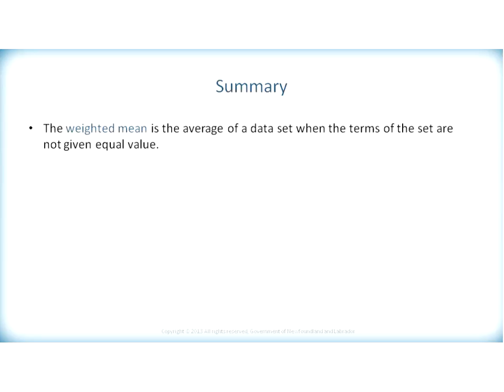So to summarize this, the weighted mean is the average of a data set when the terms of the set are not given equal value. And again, to calculate that, we multiply the value times the weight of the value, and then add up all of our numbers together.